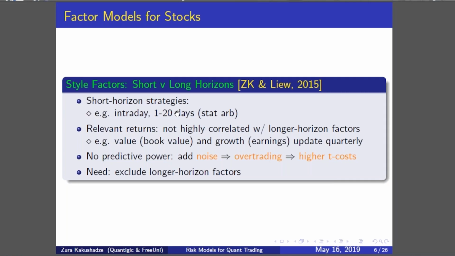What happens is that noise generates additional trades in your portfolio, which basically have no alpha behind them. And this overtrading, while it doesn't cost anything on paper, in real life actually costs money because you have to trade more. And so it actually hurts your portfolio. So one lesson from this is that if you're trading your shorter horizon strategies, and if you want to use some kind of a risk model, what you really need to do is exclude longer horizon factors and focus on the shorter horizon factors that are relevant for your trading.